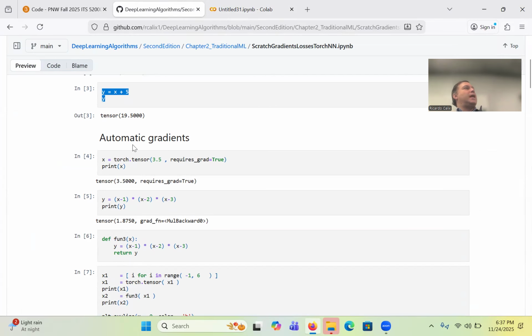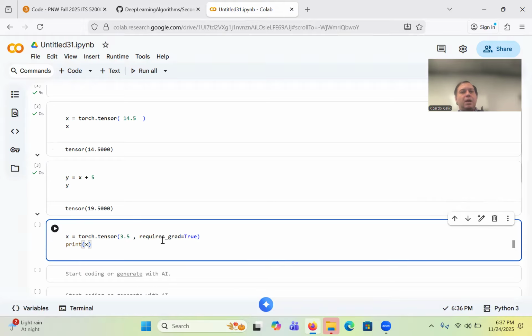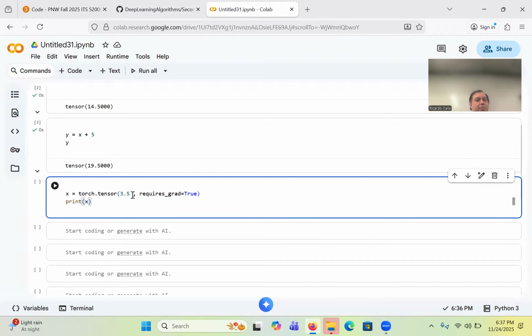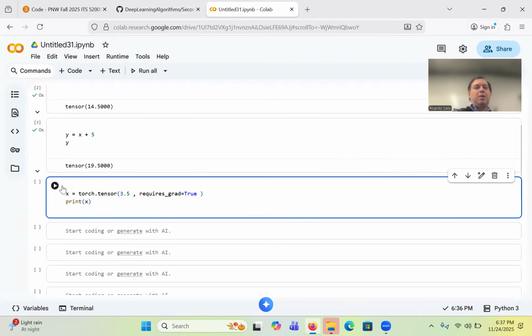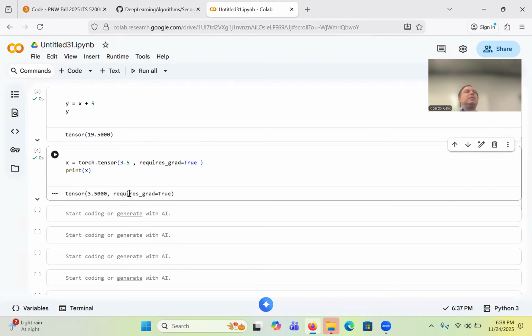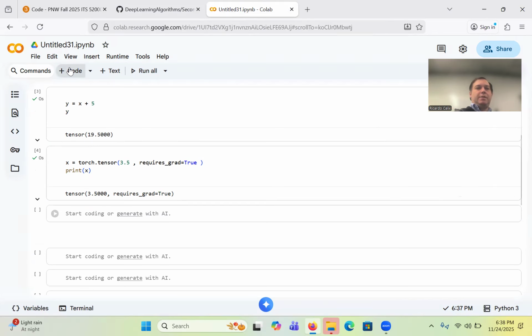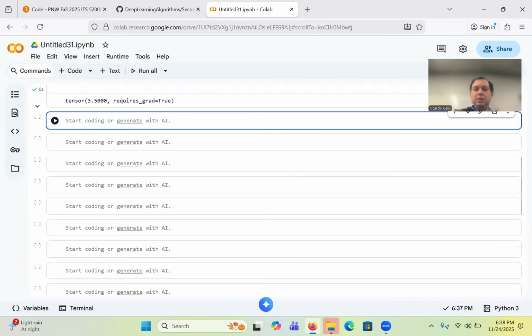Automatic gradients, as you know, now we're using the autograd mechanism. So I'm going to grab this one. And now I'm using X, but it's 3.5, but I'm setting that the value requires grad. Okay? So now whenever I do the backward mechanism, it'll take the derivative of the function with respect to this variable. And so that's essentially the idea. So now we have X, still 3.5, but it requires grad. So in the computational graph, we can take the derivative of it. All right, let's keep going.